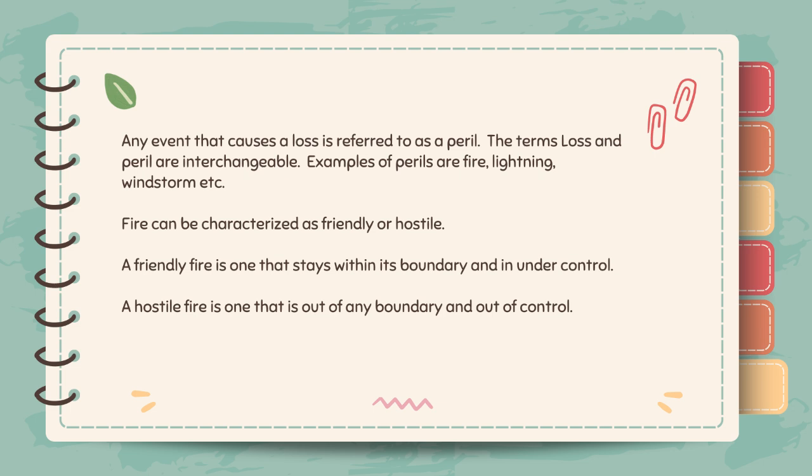Any event that causes a loss is referred to as a peril. The terms loss and peril are interchangeable. Examples of perils are fire, lightning, windstorm, etc. Fire can be characterized as friendly or hostile. A friendly fire is one that stays within its boundary and under control. A hostile fire is one that is out of any boundary and out of control.